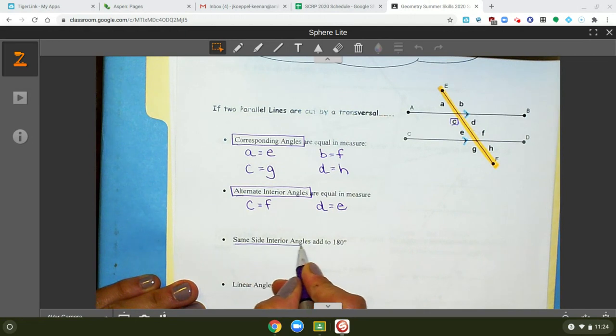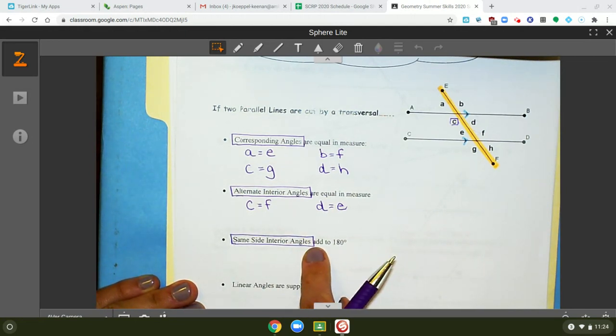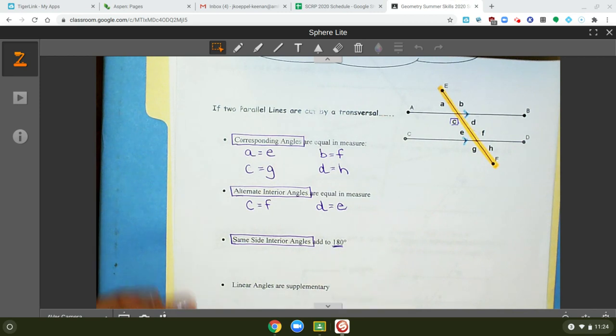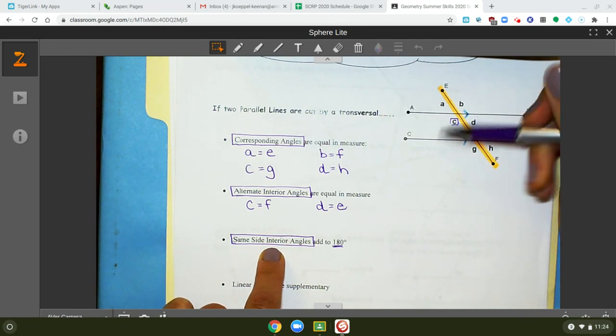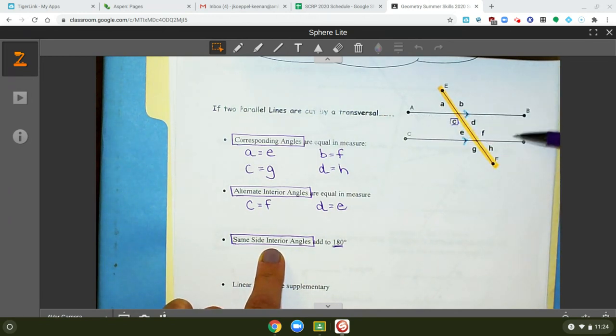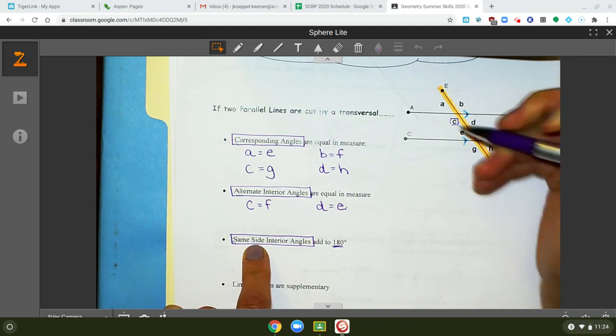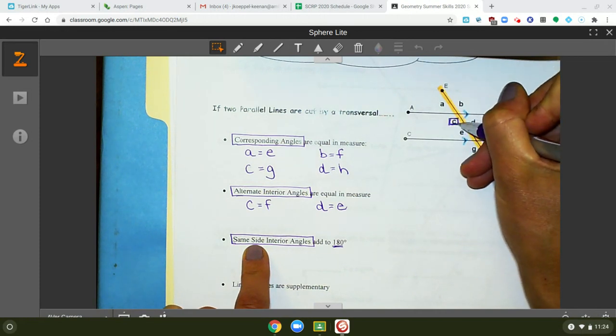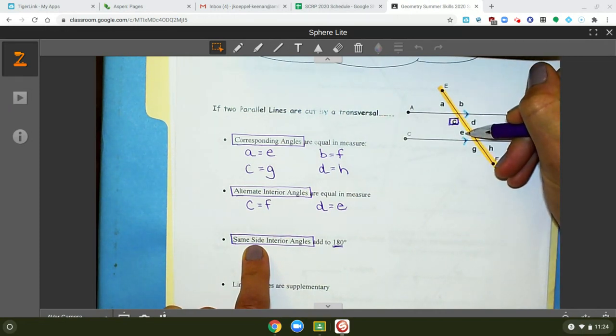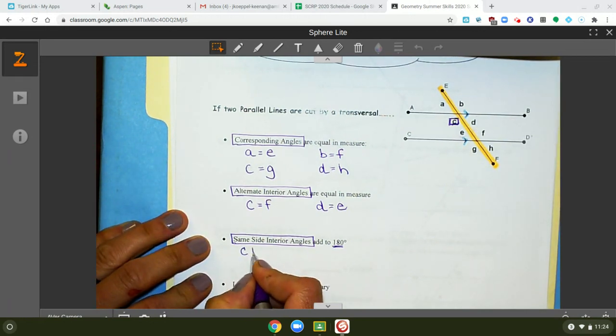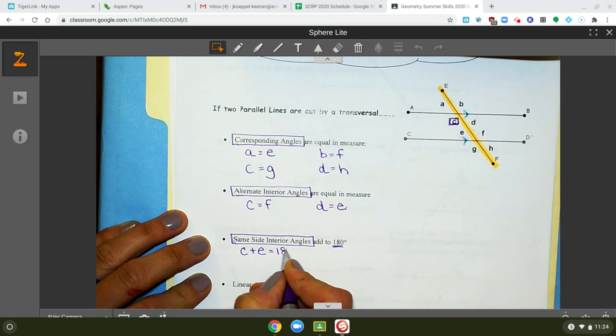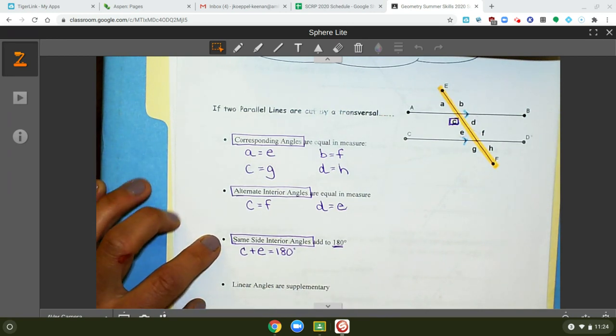These are same side interior angles, but instead of being equal, now they're going to add to 180 degrees. So once again, they're interior, so they're going to be on the inside. And they're going to be on the same side, that means the same side of the transversal. So if we look at C, C is on the top parallel line, so I'm going to go straight down. Same side, so it's on the left. Stay on the left, but go to the bottom parallel line. It's going to be E. So that means C plus E is going to be equal to 180 degrees. They are your same side interior angles.